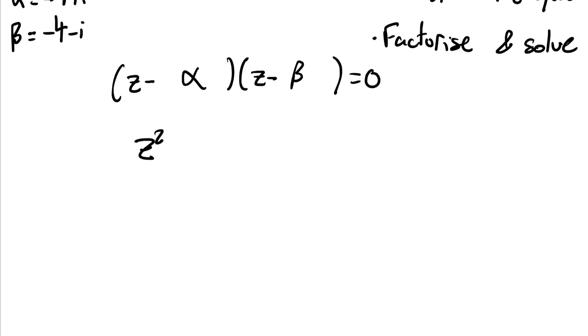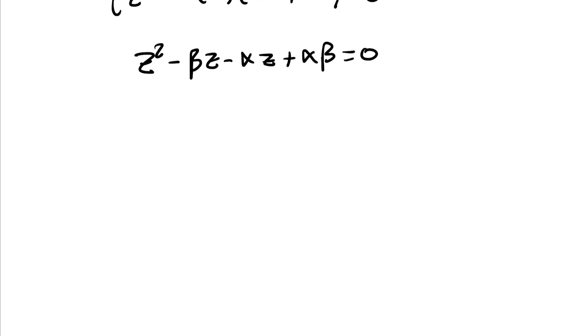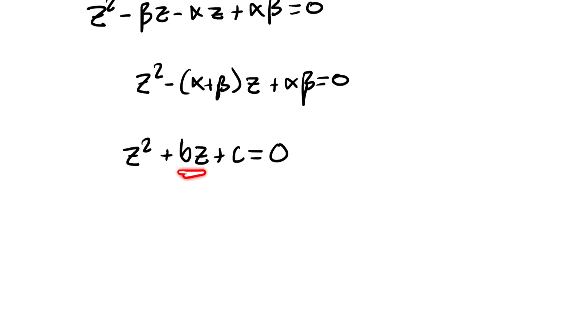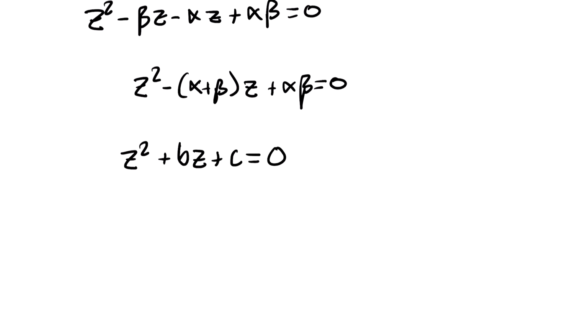So if you expand it, you get z squared, minus beta z, minus alpha z, plus alpha beta. We can factorize out that z, which gives us z squared minus (alpha plus beta) z plus alpha beta equals 0. And now you can see how this relates to a more general equation. So our z coefficient is going to be this, and our constant term is going to be this. So this is how the roots of the equation relate to the actual equation itself. And you go into way more detail in chapter 4, of course.